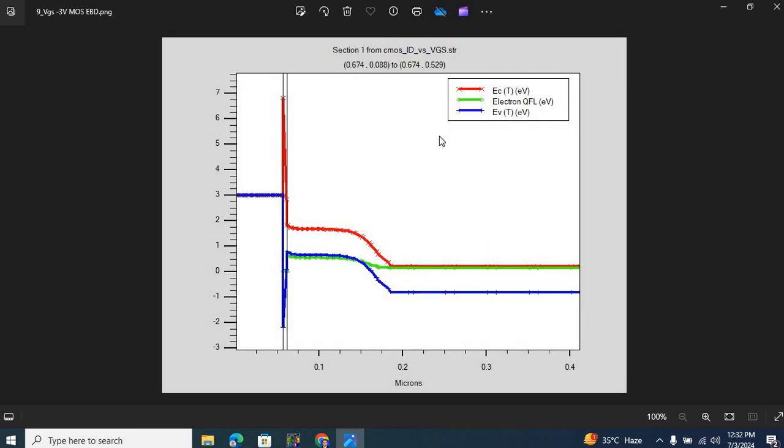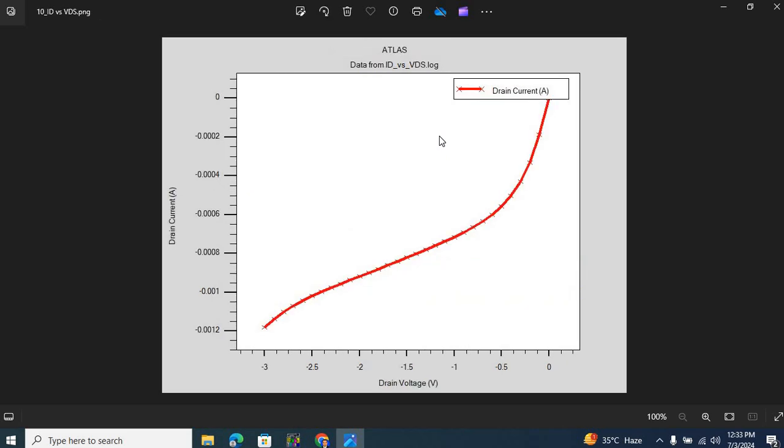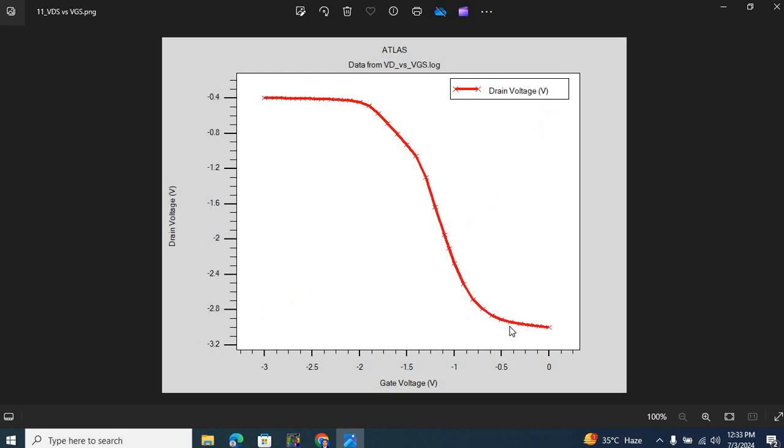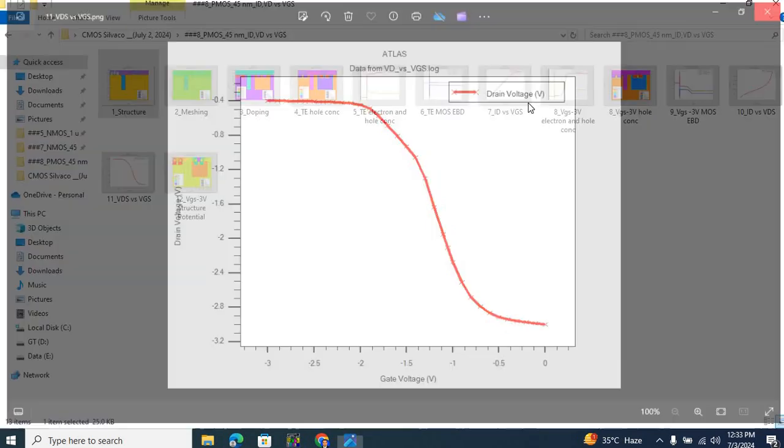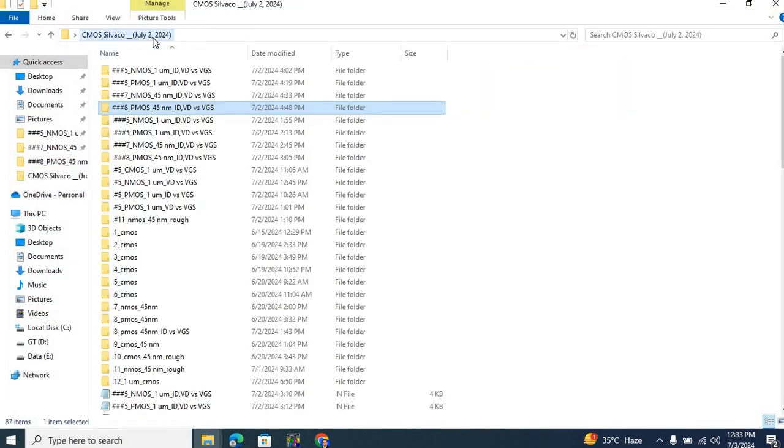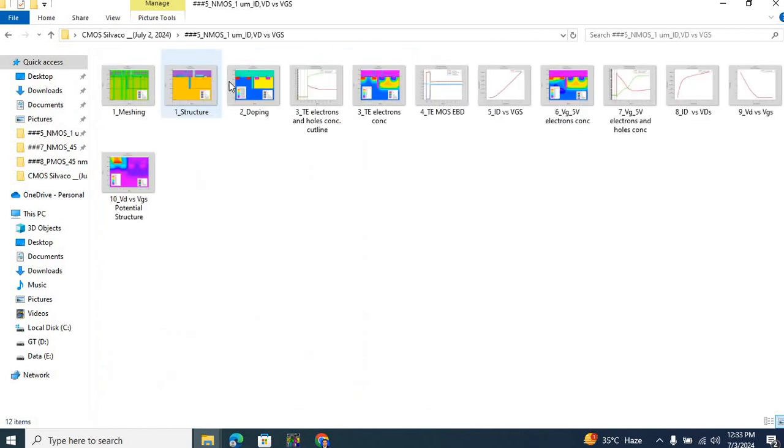Here is the metal oxide semiconductor structure under biasing. ID versus VDS characteristics, where we see kind of saturation over here at this point around 0.5. Here is the voltage transfer characteristics. Quickly I'm going to run you through the results for the 1 micrometer long channel device as well, for the NMOS and then for the PMOS.